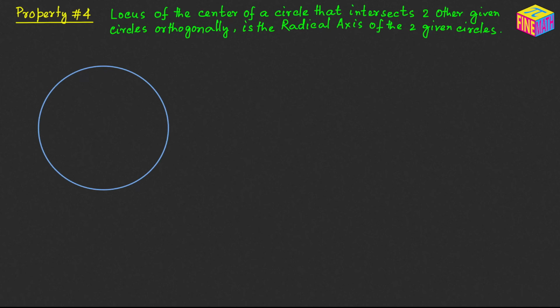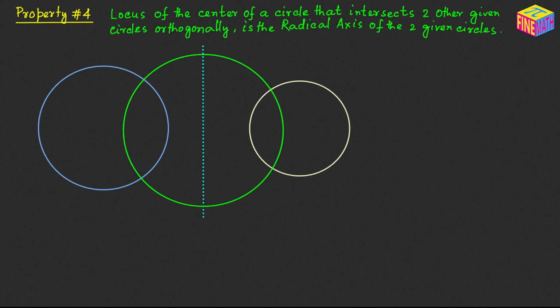Let's suppose you have a circle like this, and let's suppose you have another circle like this. These are the two given circles. And now let's suppose that the radical axis of these two circles is something like this. Now let's try to imagine another circle whose center's locus will be the radical axis. And what would be that circle? Well, that circle could be something like this, which actually intersects the two given circles orthogonally.